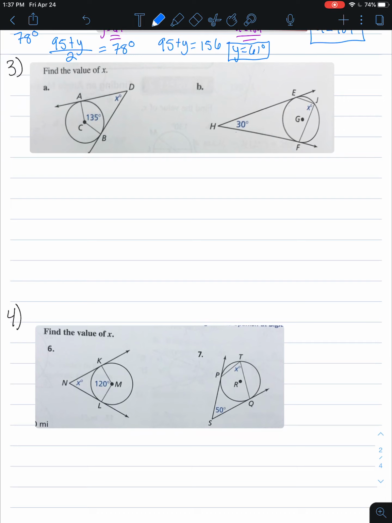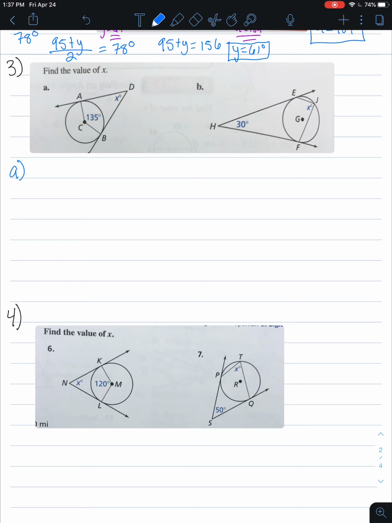Moving on down here, now we're going to apply the last theorem that we talked about, the fourth one. That is the circumscribed angle theorem. And that one, just as a review, says that the measure of a circumscribed angle is equal to 180 degrees minus the measure of the central angle that intercepts the same arc.